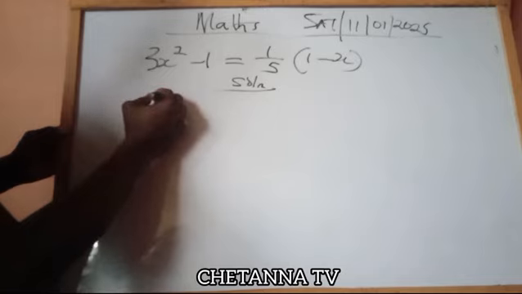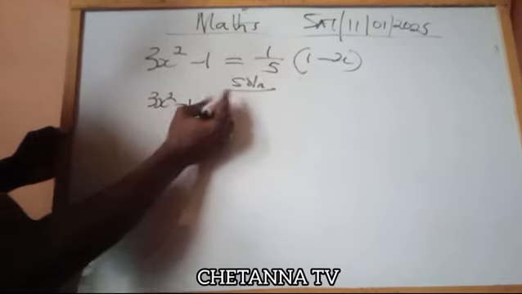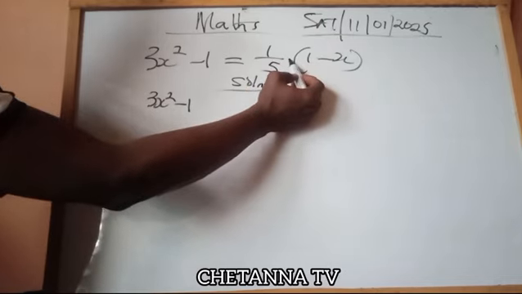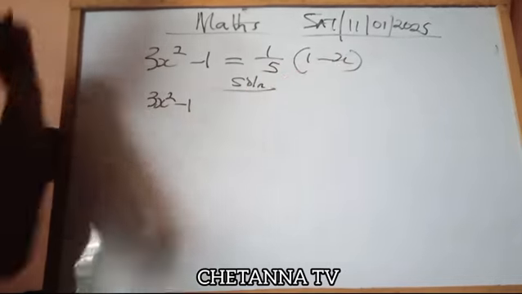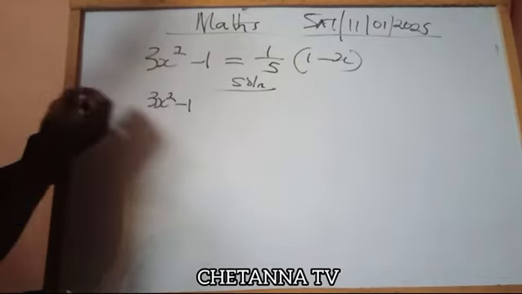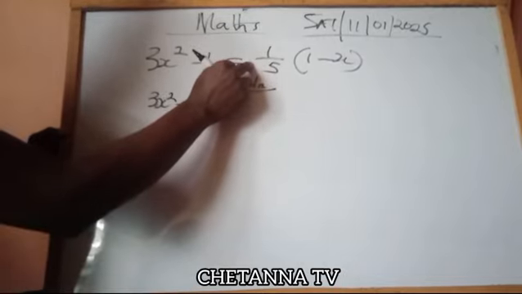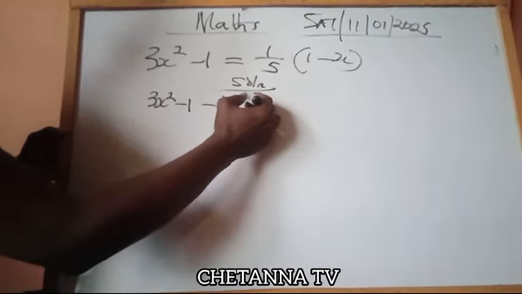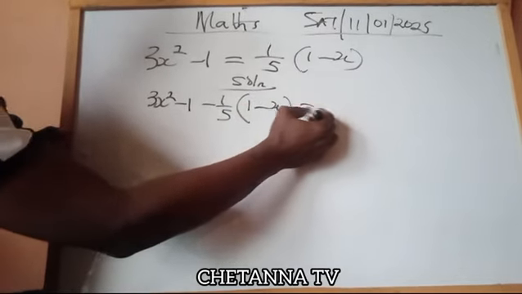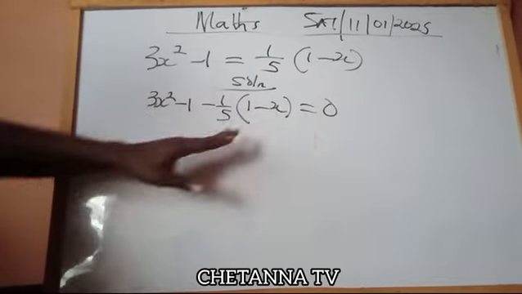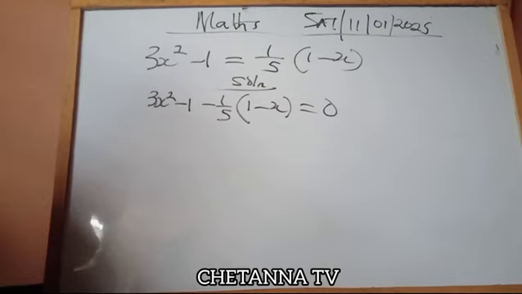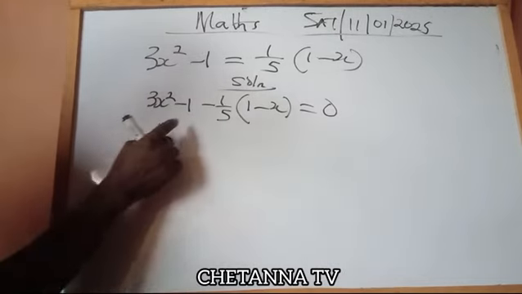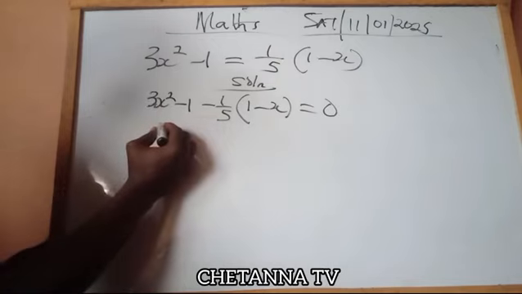Here we have 3x squared minus 1. The relationship between this 1 over 5 and this thing is multiplication. So they will go as 1 unit. Am I communicating? 1 unit. But the sign here will change. So if they come here, we have minus 1 over 5 in bracket 1 minus x is equal to 0. So our duty now is to open this bracket, then continue solving. Are you following?